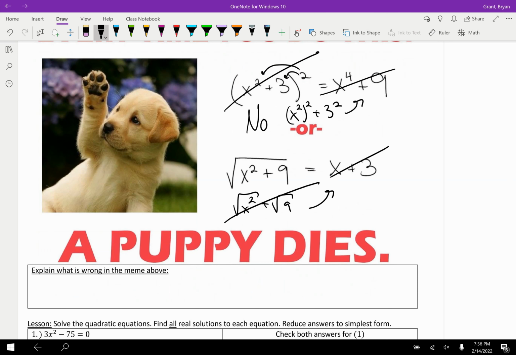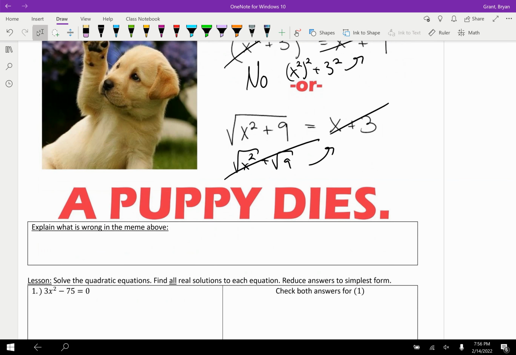And because square roots and squares are both exponents, we are not allowed to distribute a square root either. In fact, if I am grading your papers and you make this mistake, I am literally going to write on your paper, don't kill puppies. As you remind each other of this too, it's a fairly entertaining way to remind each other not to break these math rules. So what's wrong in the meme above? Well, we just explained that.